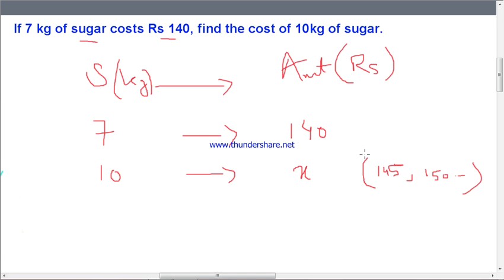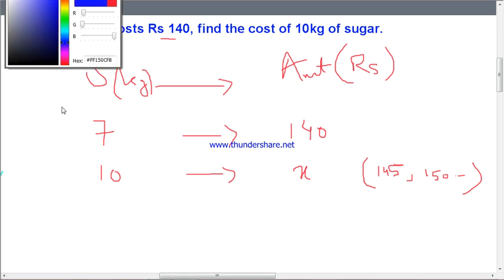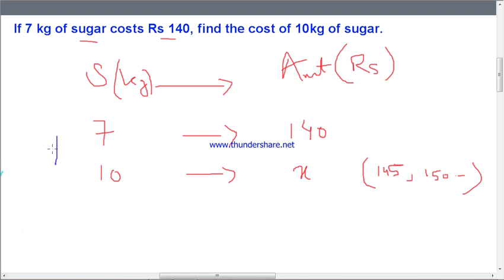Now we have to identify what kind of change has occurred over here. So now 7 is changing to 10. Is it increasing? Yes, 7 is increasing to 10. I'll give one arrow out here. This is called the arrow method. I will give an upward direction because there is an increase in the first quantity.